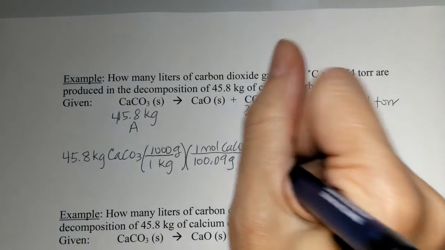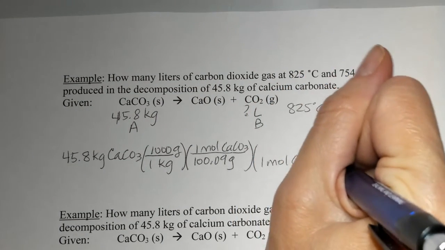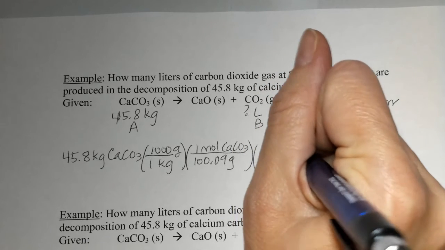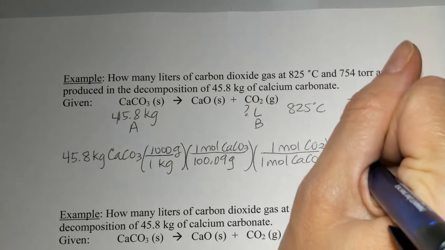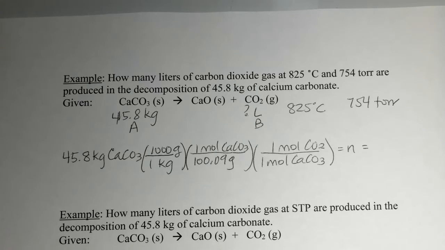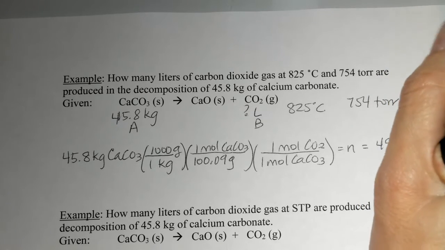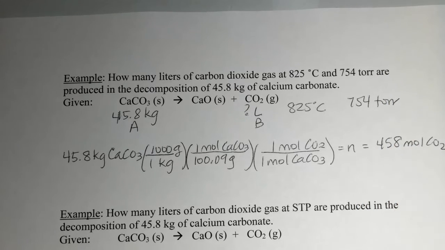Now I need my mole-to-mole ratio. So for 1 mole of calcium carbonate, I'm going to produce 1 mole of CO2. And that's going to be my n that I can plug into PV=nRT, right? That's my moles of gas. So I have my 45,800 grams divided by 100.09 molar mass. So I have 458 moles of CO2.